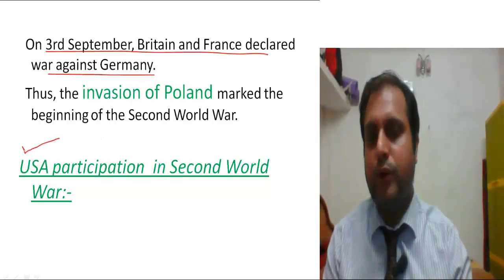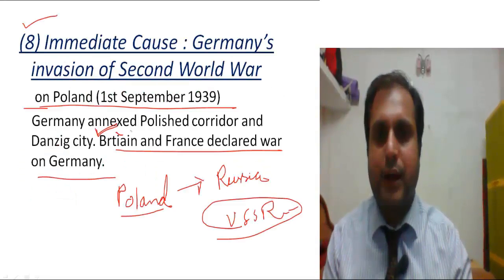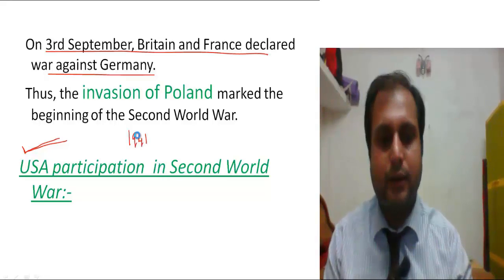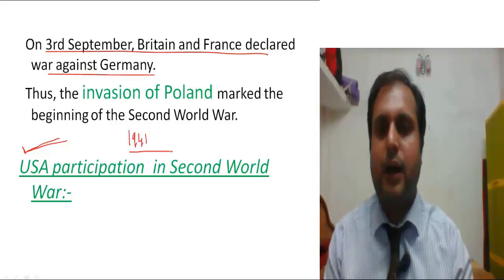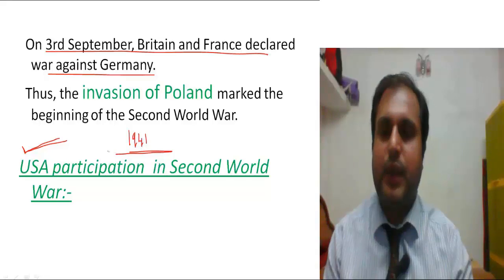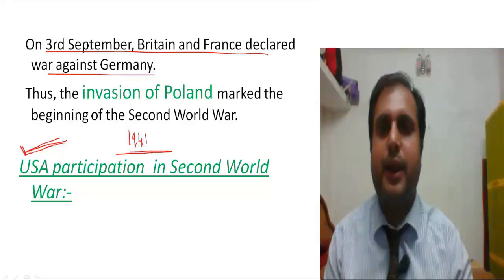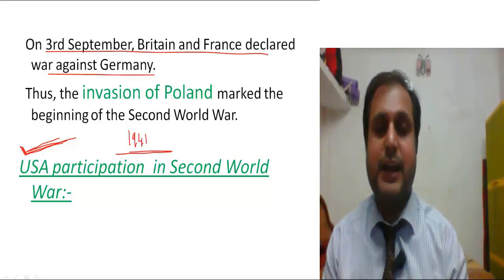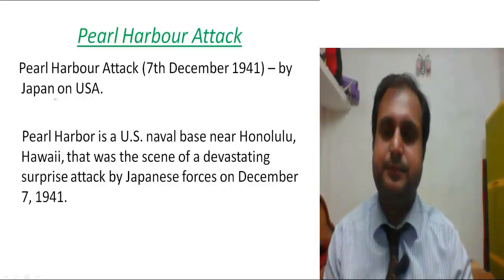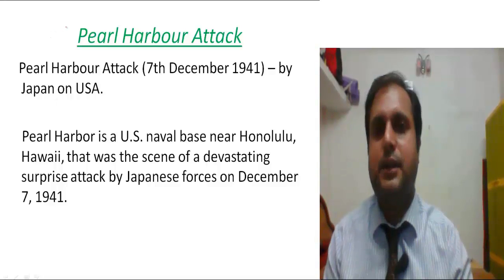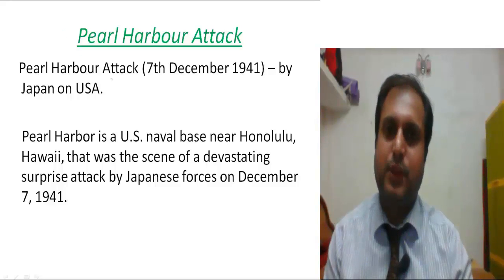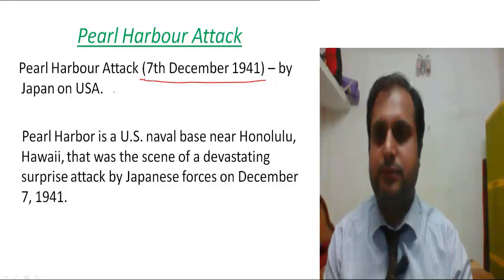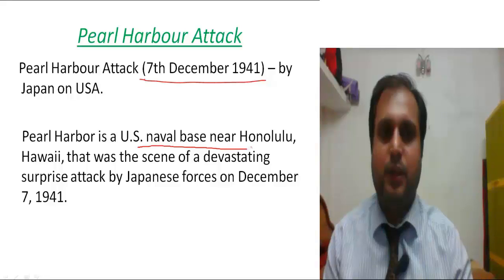Now here I have to point out that although Britain and France declared war, USA came in later, in 1941. In 1941, after the attack on Pearl Harbor, America decided to participate in the Second World War. Actually, America was selling arms to Britain and France, but had no intention to participate in the Second World War. But after the attack on Pearl Harbor in Hawaii by Japan, USA decided to participate. The date of the attack on Pearl Harbor is 7th December 1941.